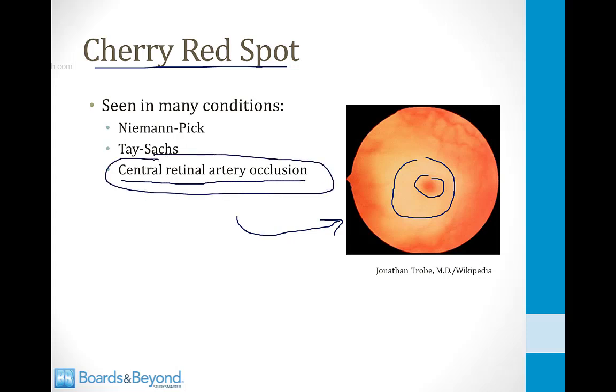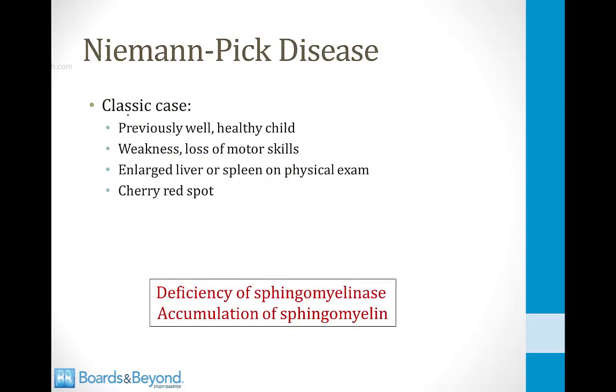If you see it in a child, then they are most likely describing Niemann-Pick disease or another lysosomal storage disease that we'll talk about in a minute called Tay-Sachs. Both of these lysosomal storage diseases result in the cherry red spot on physical exam. So the classic case of Niemann-Pick disease is a previously well, healthy child who starts to develop weakness and loses motor skills. There will be an enlarged liver or spleen on physical exam and a cherry red spot when you look in the back of the eye.